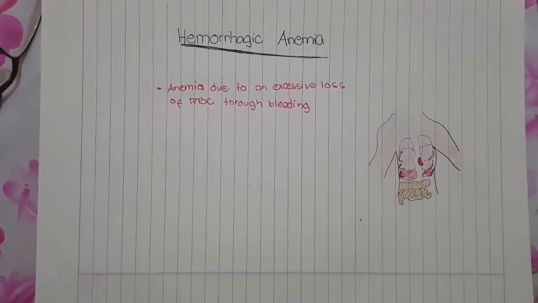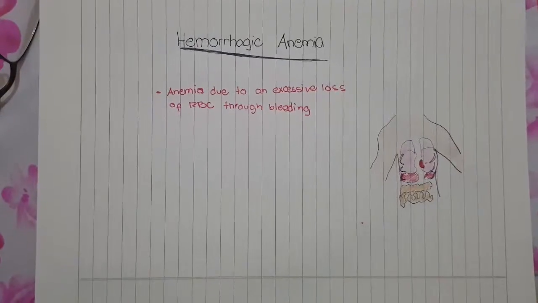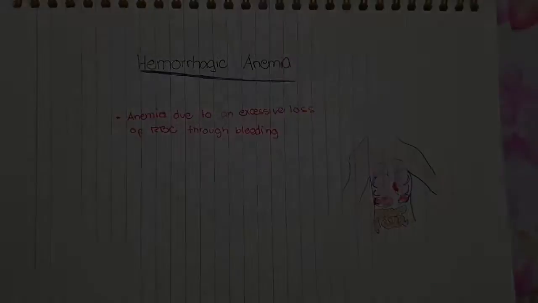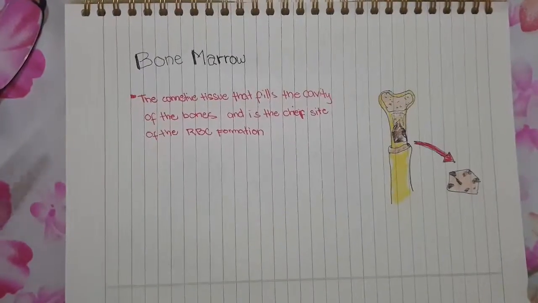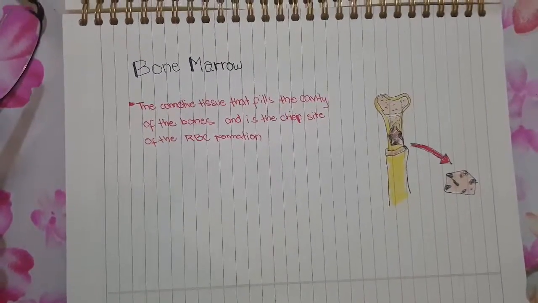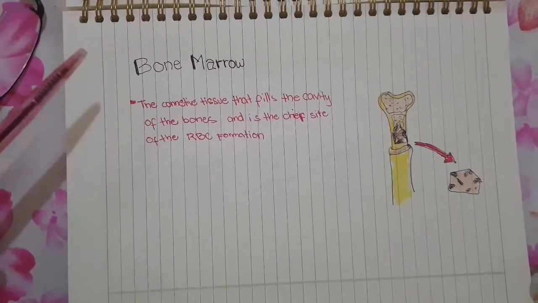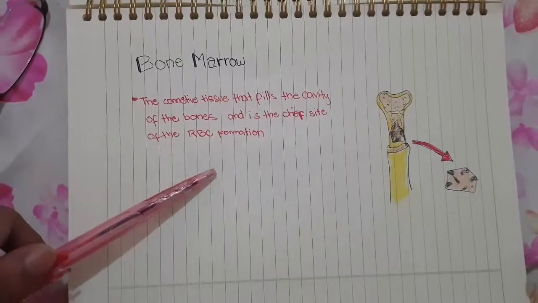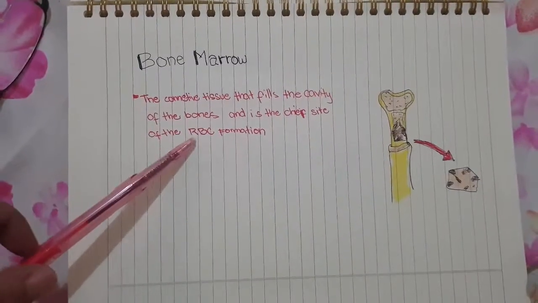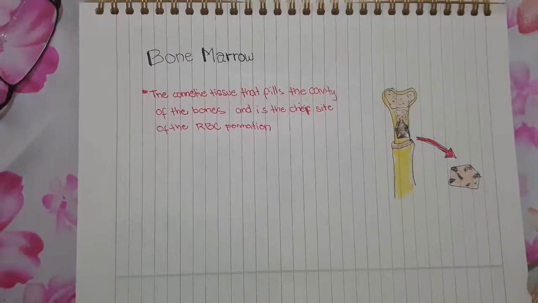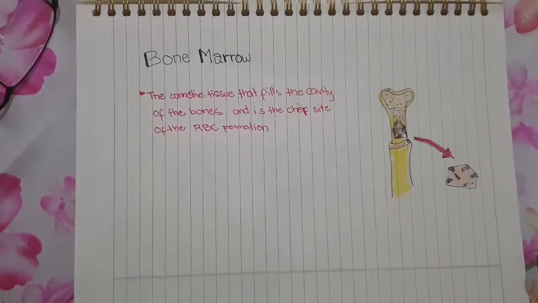Blood loss does not have to be the cause of anemia. Sometimes there is a problem in production. Talking about production, we're talking about bone marrow. The bone marrow is where the red blood cells are formed. The bone marrow is the connective tissue that fills the cavity of the bones and the chief site of RBC formation. A destruction or inhibition of red bone marrow results in aplastic anemia.